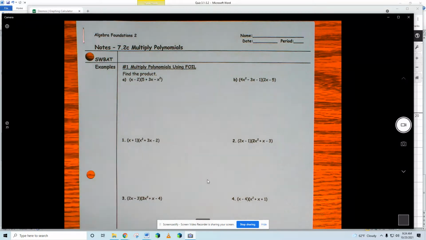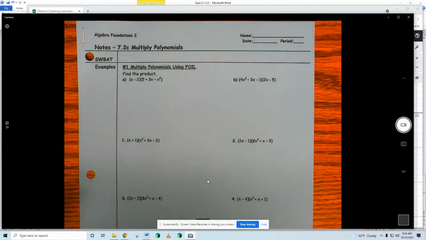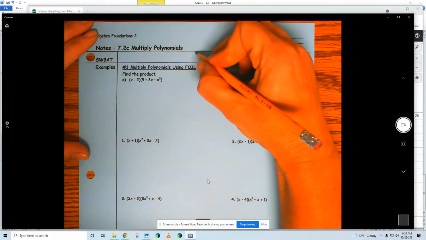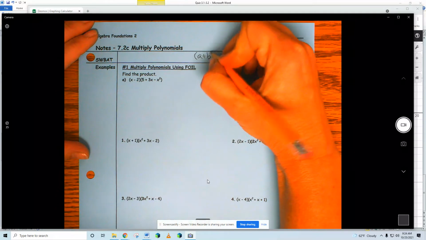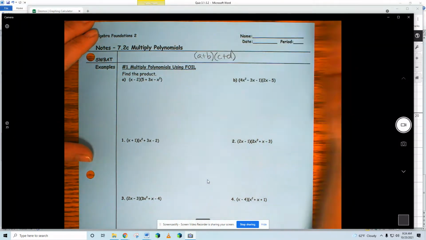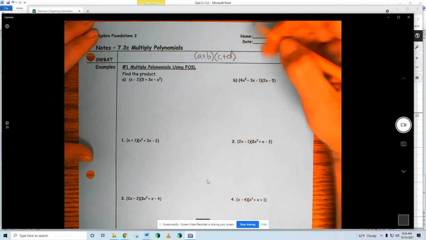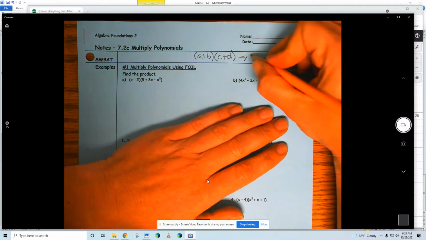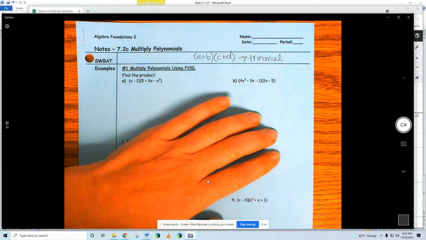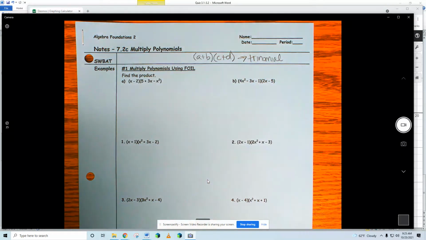Yesterday we learned how to FOIL. I multiplied a binomial times a binomial, like a plus b times c plus d. That's what I did yesterday. I multiplied, and my answer was a trinomial. I had to combine some like terms, the outside and inside were the like terms.